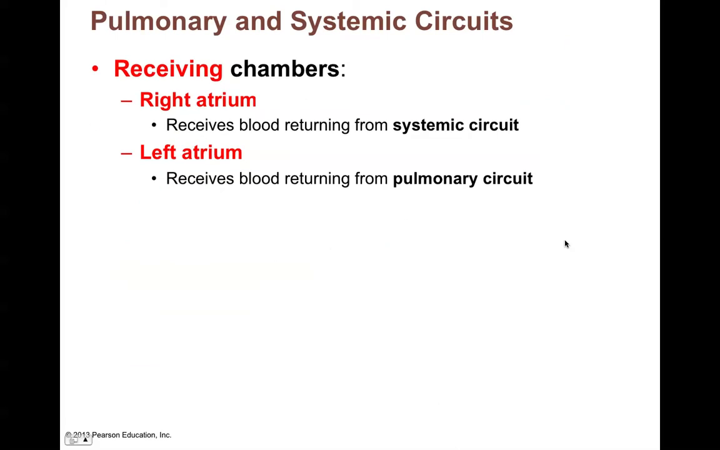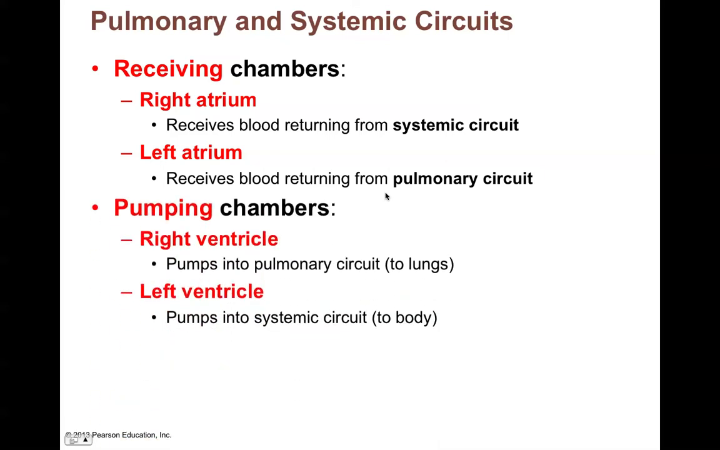Now, in the heart, of course, there are the four chambers. The top two chambers are called the atria, and the bottom chambers are called the ventricles. So the receiving chambers in the heart are the atria. The right atrium receives blood that's returning from the systemic circuit. The left atrium receives blood returning from the pulmonary circuit. The pumping chambers are the right ventricle and the left ventricle. The right ventricle pumps into the pulmonary circuit, so the blood will go to the lungs, and the left ventricle will pump the blood into the systemic circuit out to the body.